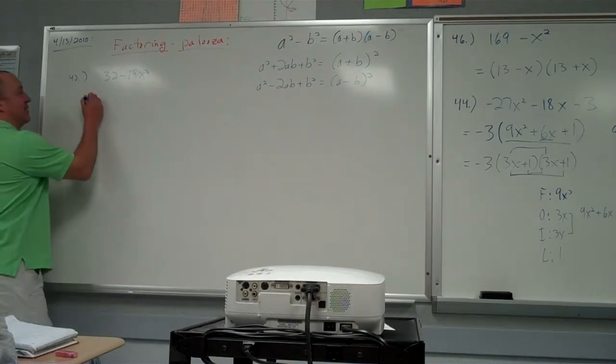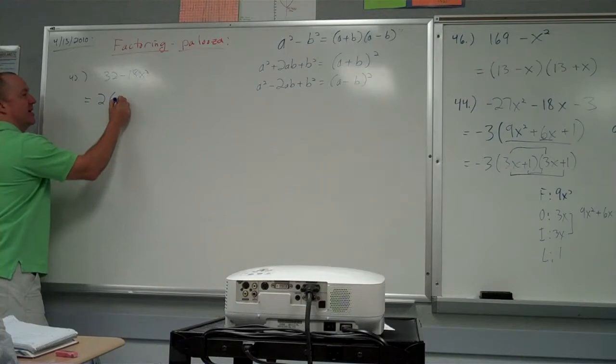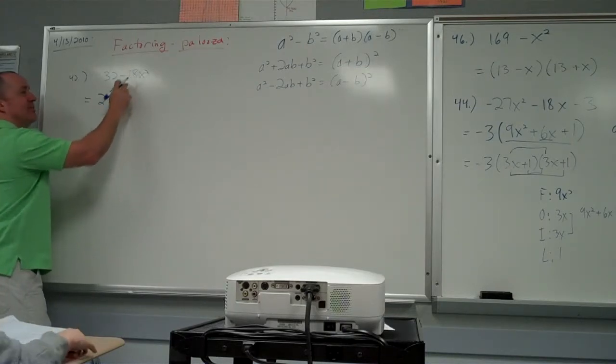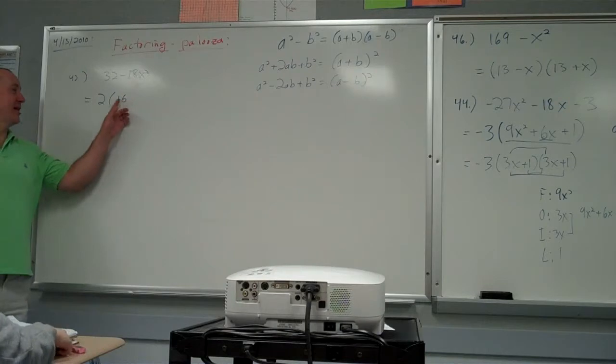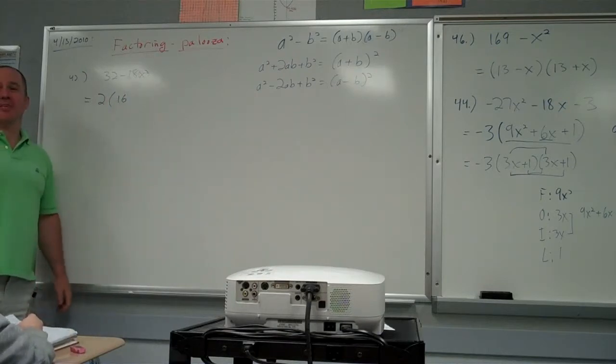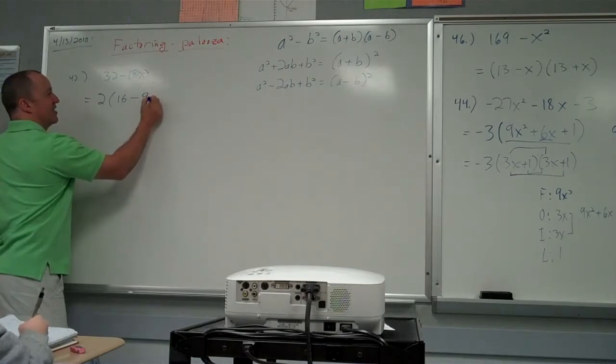2 is correct. And that's going to be 2, what's left? 2 times what is 32? 16. And Brandon, 2 times what gets me negative 18x squared? 9. Not just 9, you've got to have the minus 9x squared.